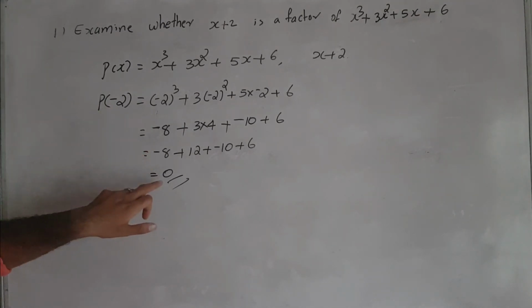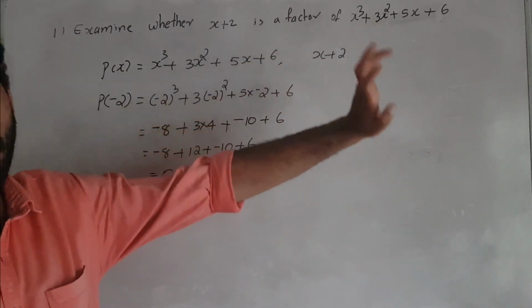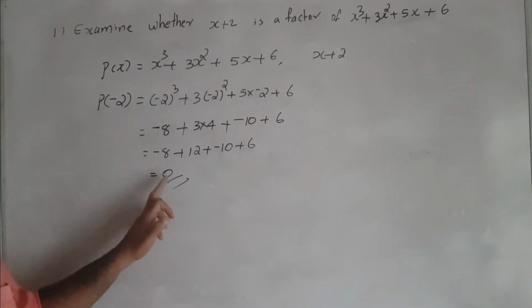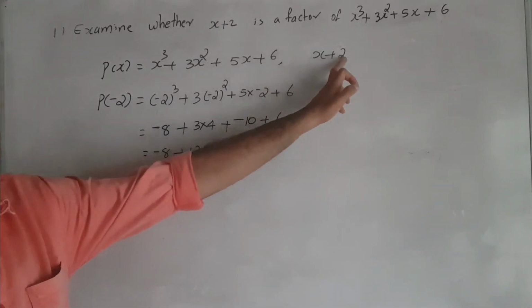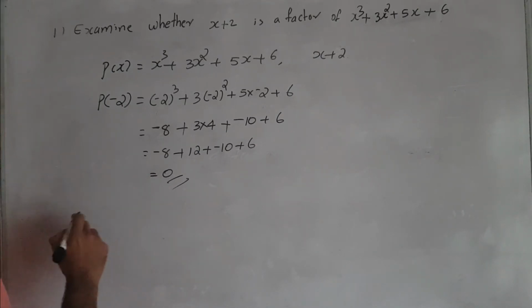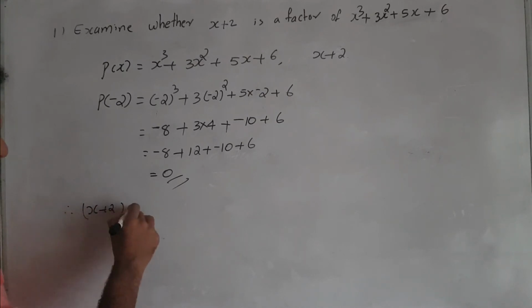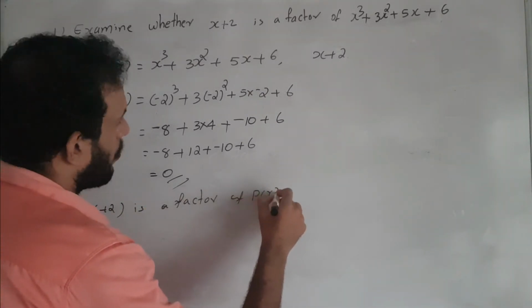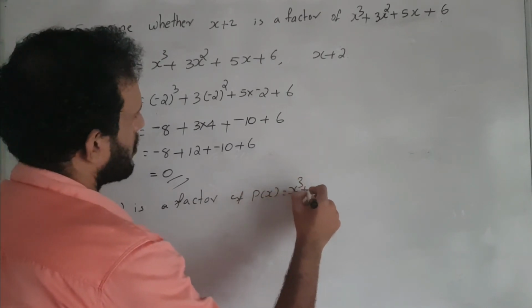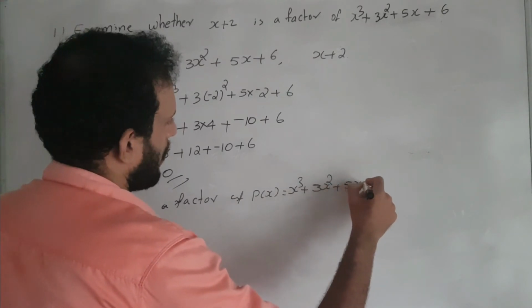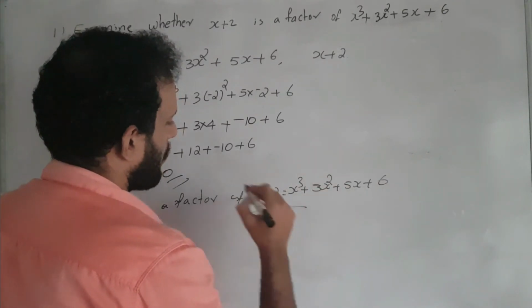P of a is equal to 0, then x minus a is a factor. P of minus 2 is equal to 0, so x plus 2 is a factor. The remainder value we got here is 0. So we conclude, therefore, x plus 2 is a factor of p of x is equal to x cube plus 3x square plus 5x plus 6.